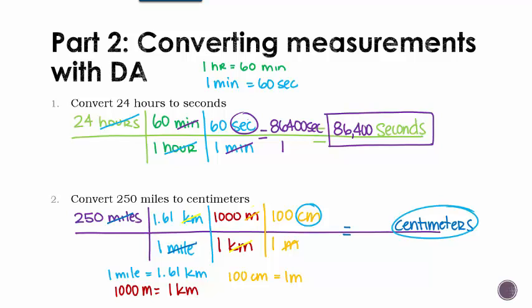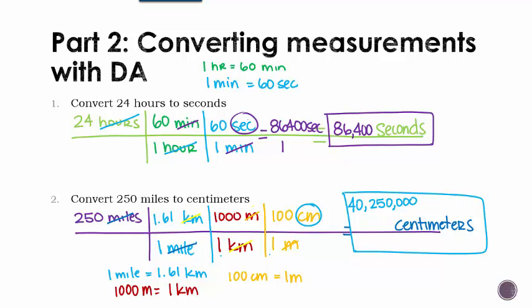So all I gotta do is multiply the stuff together. And just like the last one, we're gonna divide this one by 1 since everything's 1 on the bottom. So it's 250 times 1.61 times 1,000 times 100. And we should end up with a huge answer. Think about how far 250 miles is. That's like from here to Chicago. And if I wanted to measure this in centimeters, it's gonna be enormous. And we end up with 40,250,000 centimeters.